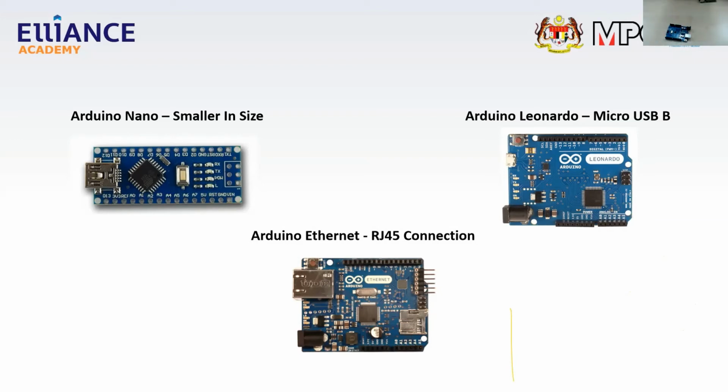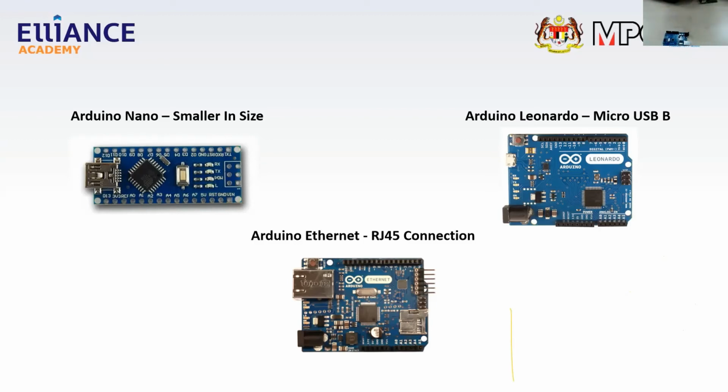Next we have the Arduino Leonardo. This board comes with a micro USB cable connection. The only difference here, I can say, is the USB type. This one is USB Type B, while the Leonardo uses micro USB. So the USB connection on these two boards is different.